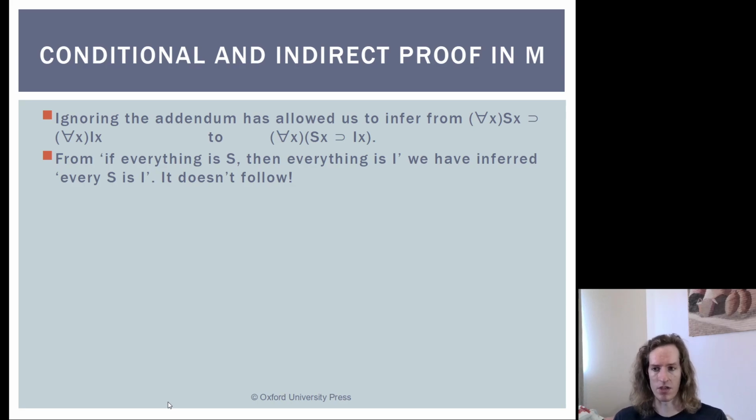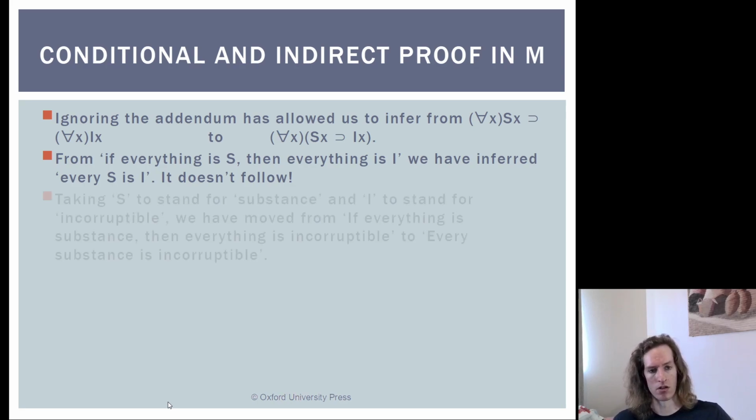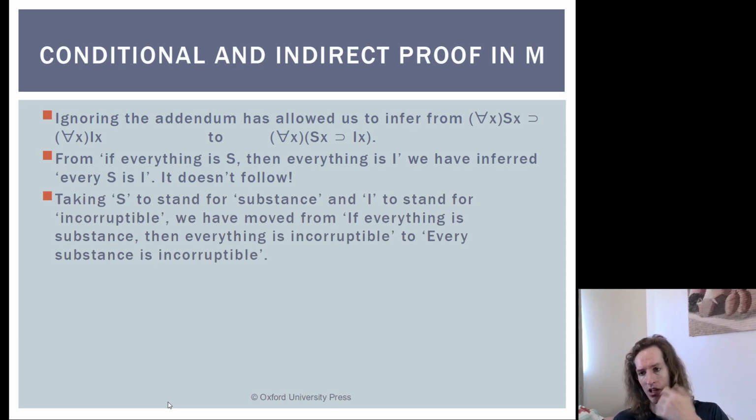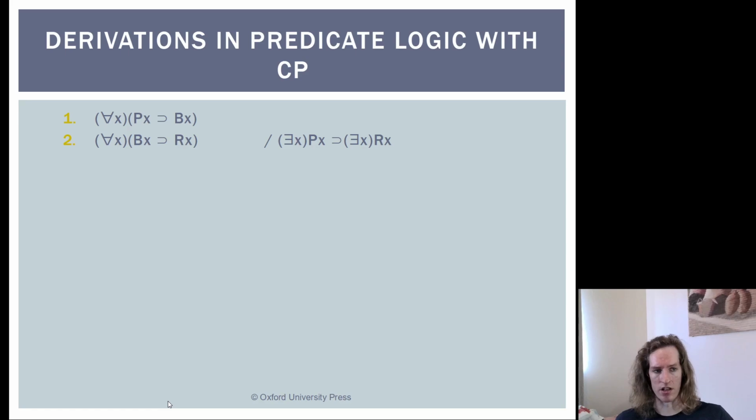So that relationship doesn't follow from the initial statement. So let's give a more concrete example. If we take S to stand for substance and I to stand for incorruptible, we have moved from "if everything is substance, then everything is incorruptible" to "every substance is incorruptible." Now, we're talking about two different things in each of these sentences, and intuitively it's clear that they're not equivalent to one another. So that's the important thing to remember.